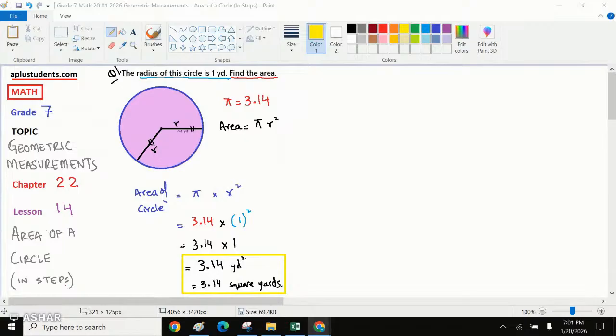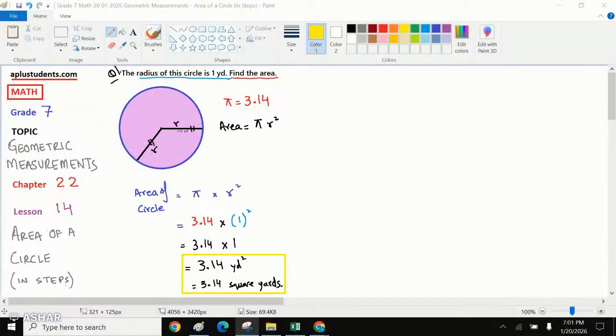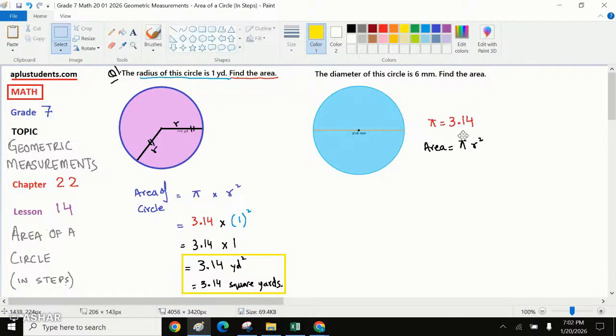Okay, so let's do the next question. For question number 2, the given information in the question is that the diameter is given this time. So if the diameter is given to us, we need to find the area. Can we recall this information that the value of pi would always be 3.14? Agreed? Agreed. This would always be 3.14.